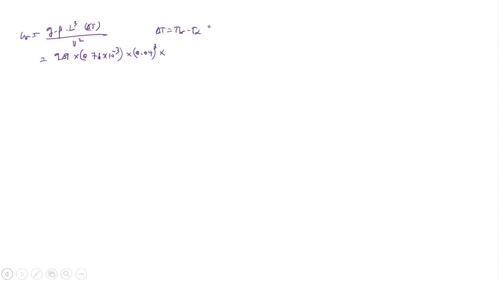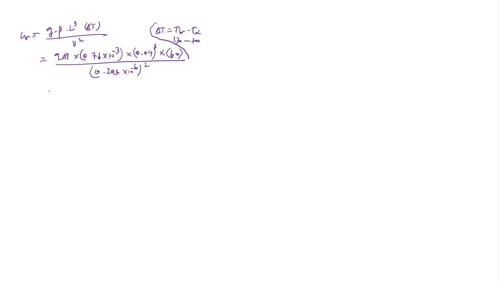Delta T represents the wall temperature minus the ambient temperature. Wall temperature is 130 here, minus 70. You are getting 60, divided by nu square. Nu square is equal to 0.293 into 10 to the power of minus 6, whole square.